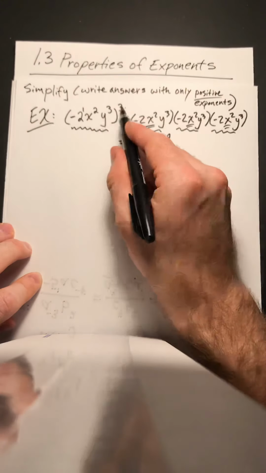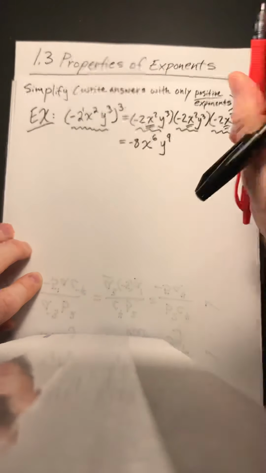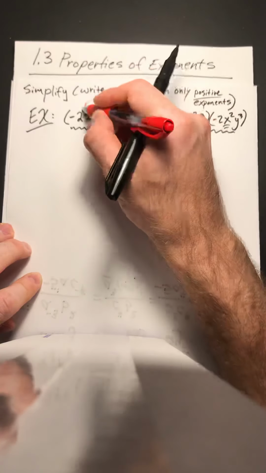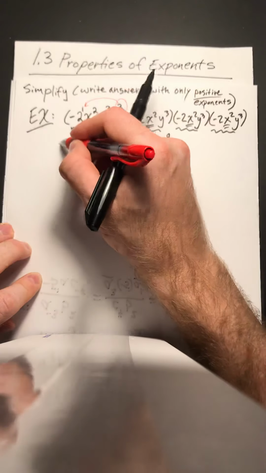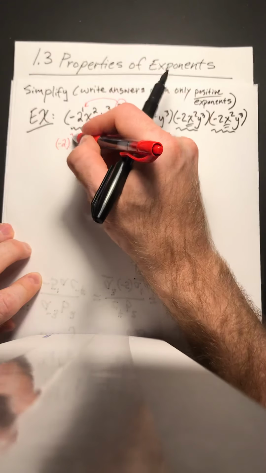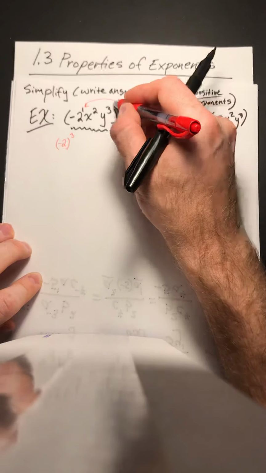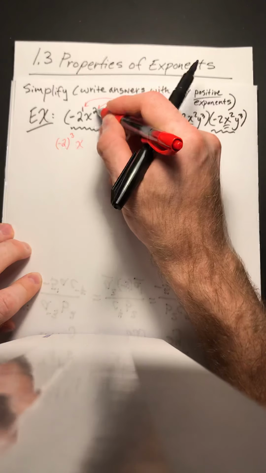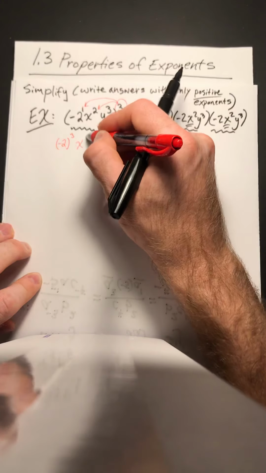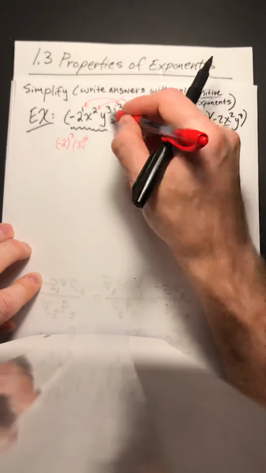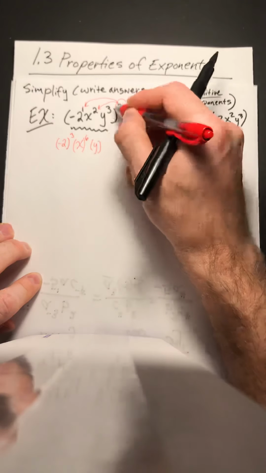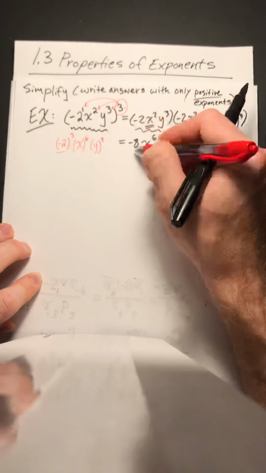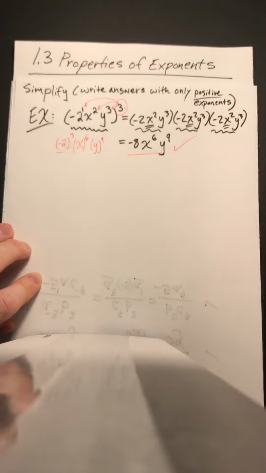Just to clarify here, if I did it the quick way, I'd take this 3 and multiply by the power of 1 here. So that'd be negative 2 raised to the 3. And then I'd take that 3 and multiply by the 2 here. So it'd be x, and 2 times 3 is x to the 6th. And then I have my y. 3 times 3 gives me my 9. And so when I multiply this through, I get this answer right here. Okay?